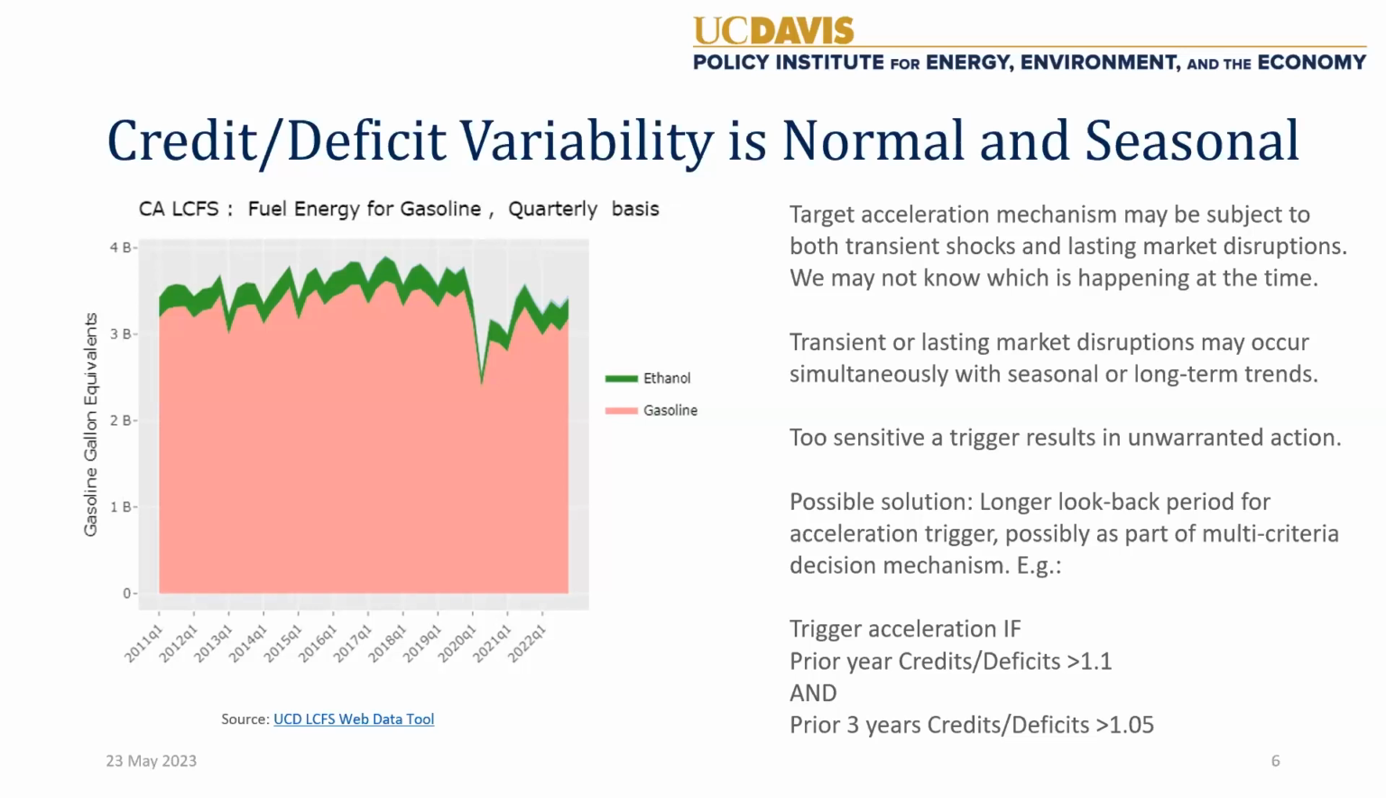If you have credits suddenly that have decreased due to, God forbid, another pandemic or another major economic disruption, you might have a sudden change that could be the rebound from a previous disruption happening. I think the longer look back period would ensure that what the program and the mechanism is reacting to is a durable trend that needs intervention rather than a variation that will normally sort of work itself out through market mechanisms. Next slide, please.